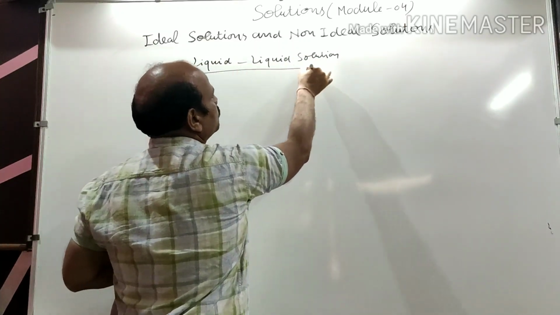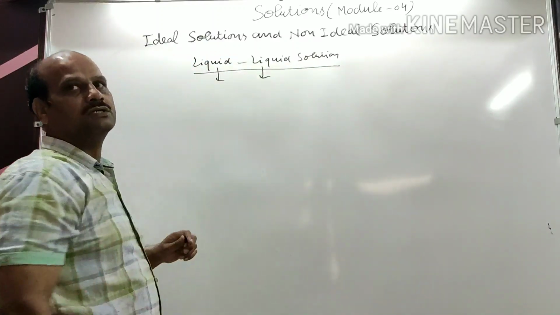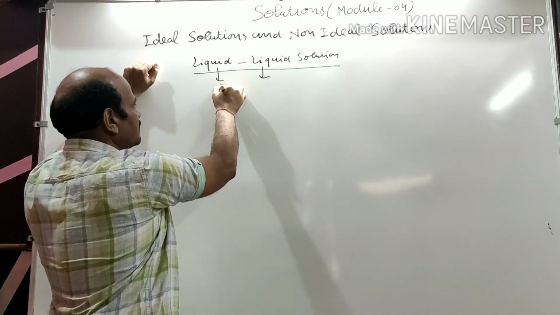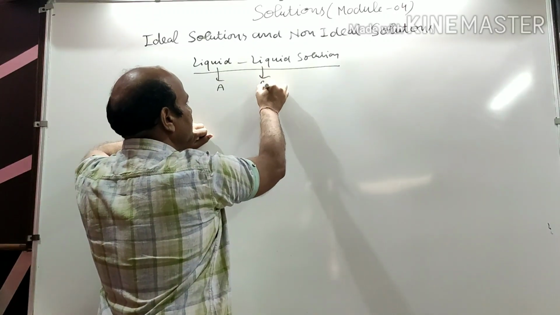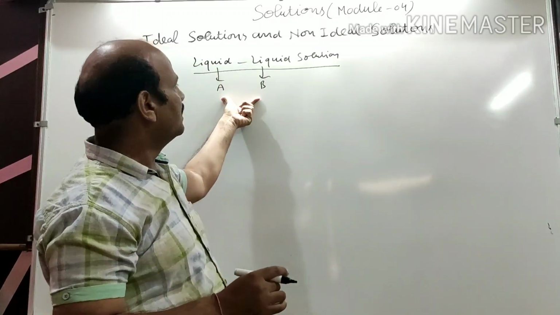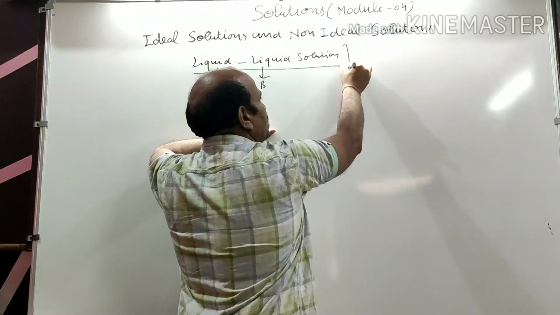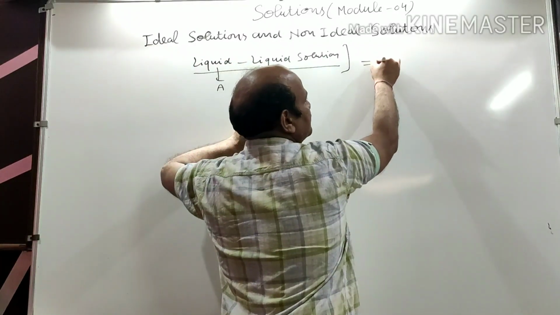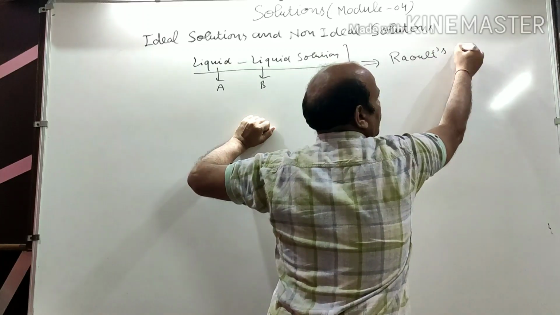Now liquid solutions means both the components, solute as well as solvent. Suppose this liquid A is the solvent, this liquid B is the solute. Both solute and solvent we are taking as liquids. In such a case, one concept we have discussed, that is Raoult's law.